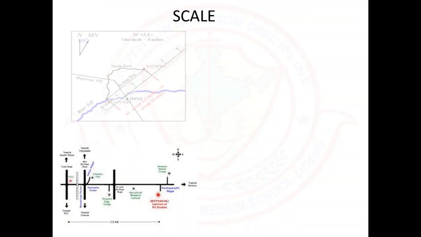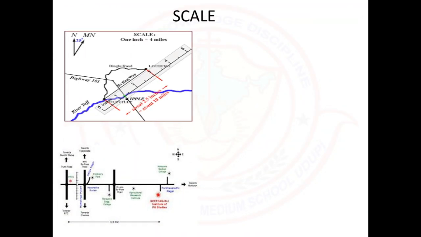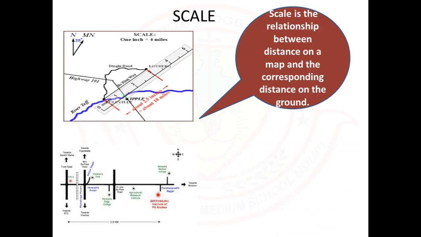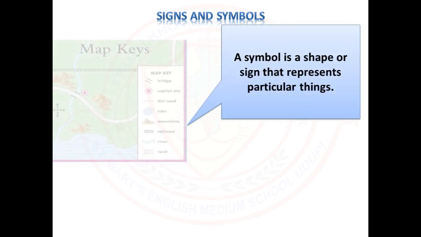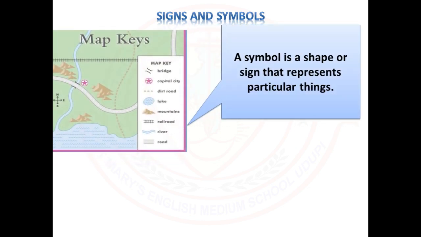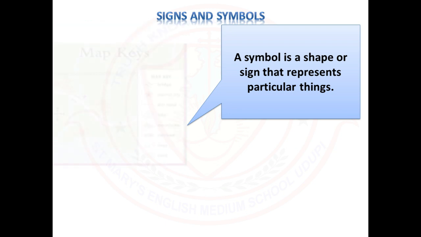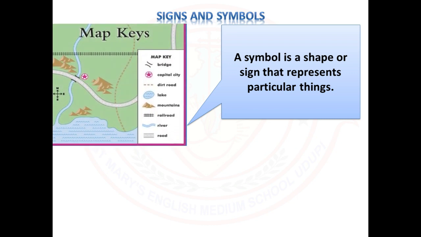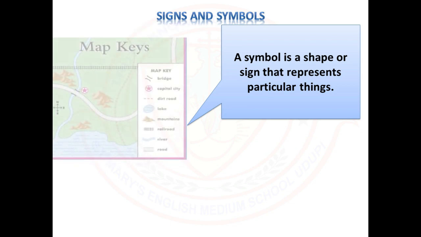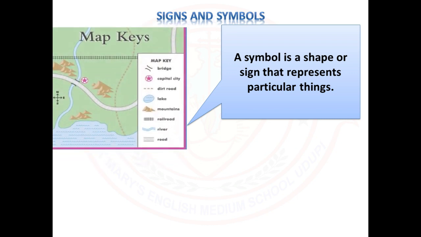Scale. Scale is the relationship between distance on a map and the corresponding distance on the ground. Signs and symbols. A symbol is a shape or sign that represent particular things. It is not possible to write about each location or thing on a map. Therefore, signs and symbols are used to represent them.